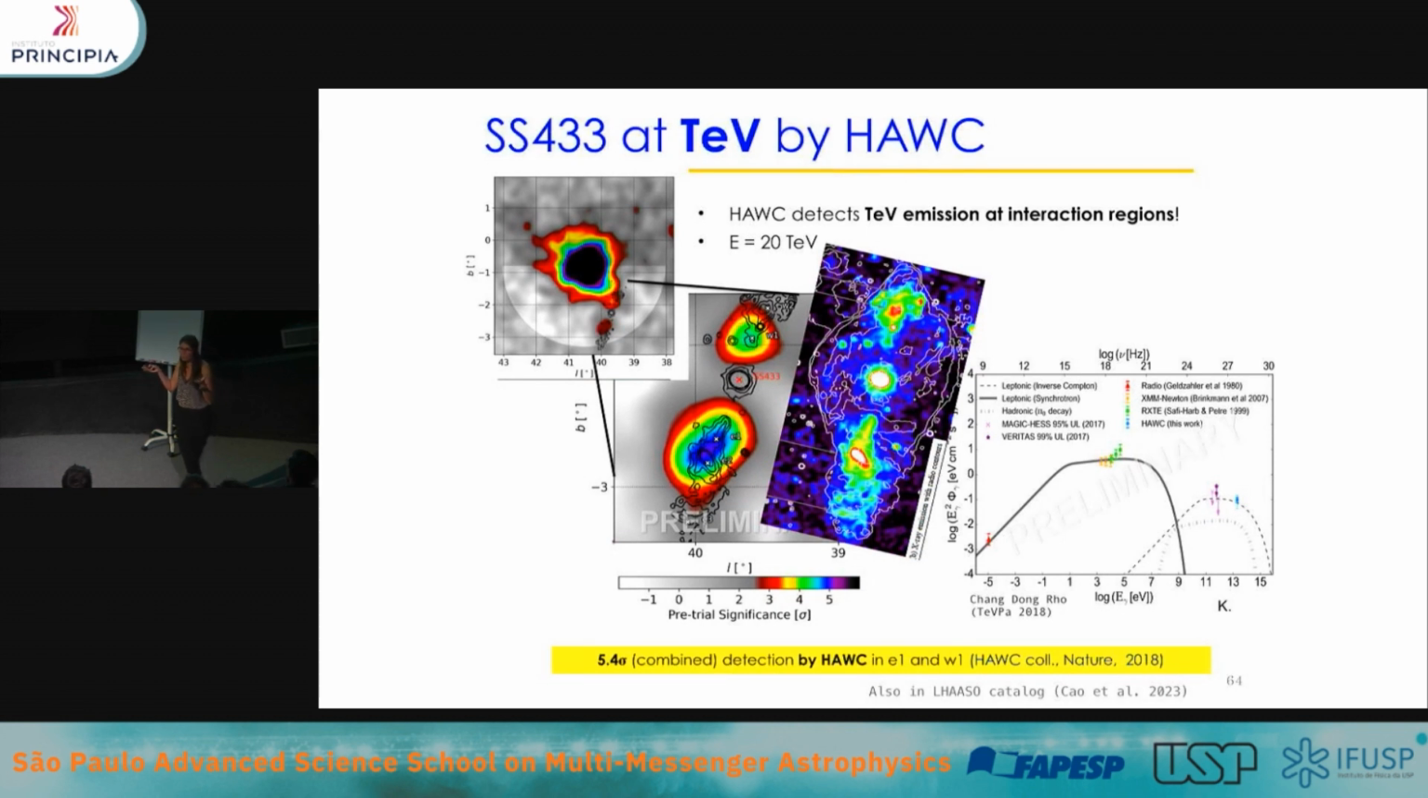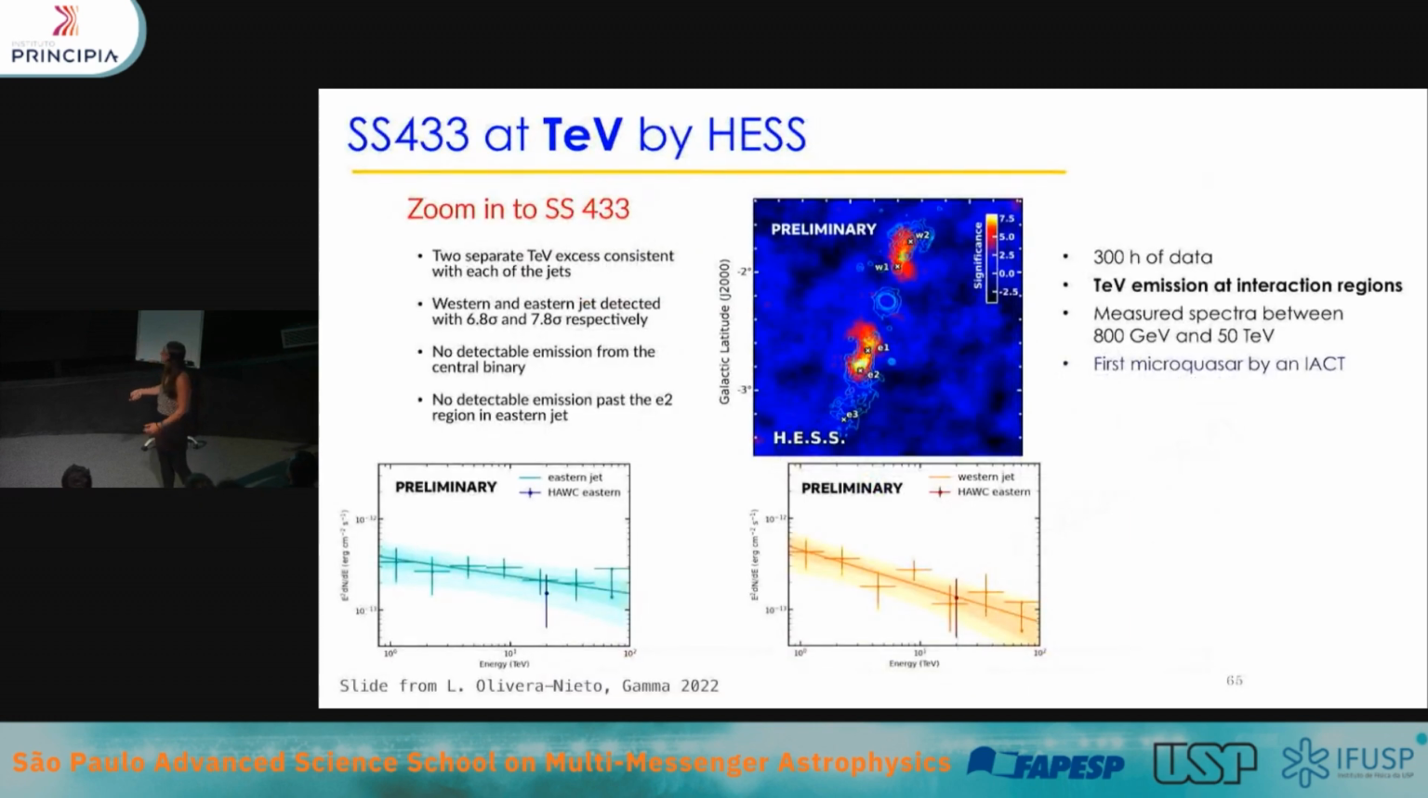You can detect microquasars at 25 teraelectronvolts. So what's going on here? Why haven't we detected it? Well, HESS detected it, and they showed the results in a conference last year. But you just really needed to integrate much more time. HESS observed for about 300 hours to detect this emission.